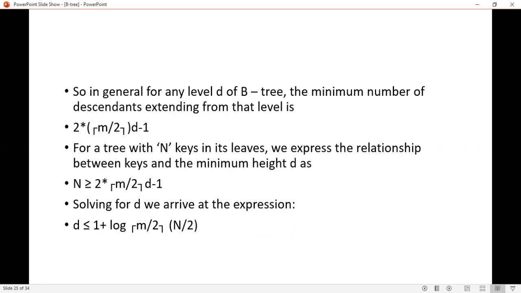For a tree with n keys in its leaves, we express the relationship between keys and the minimum height d as n greater than or equal to 2 times ceiling(m/2) to the power d minus 1. By solving for d, we arrive at the expression: d is less than or equal to 1 plus log base ceiling(m/2) of n/2, where n is the number of keys.